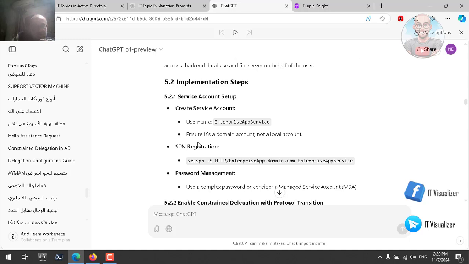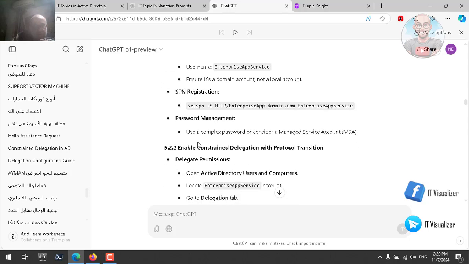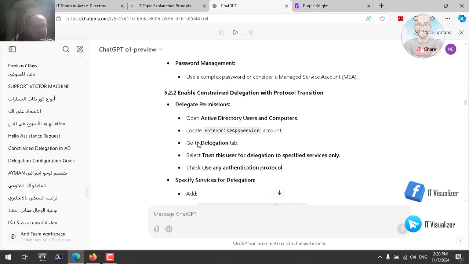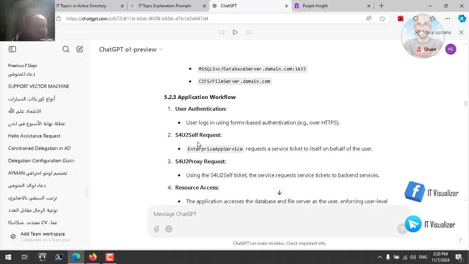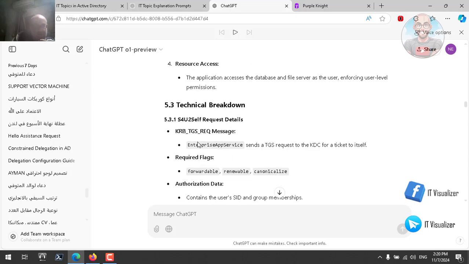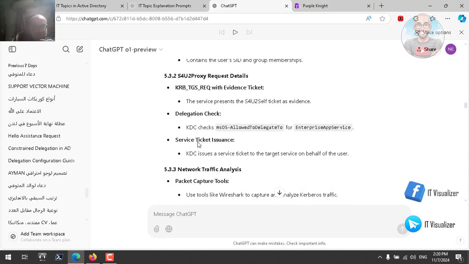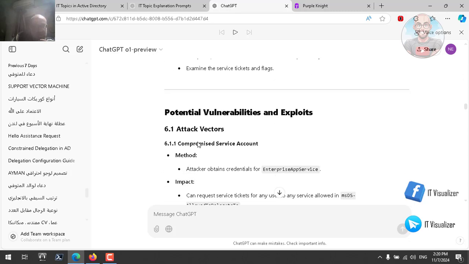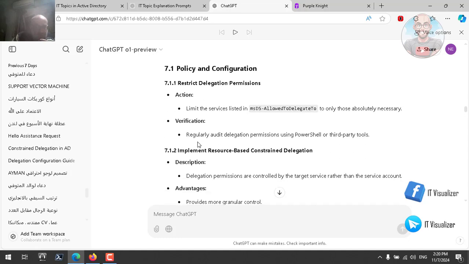User registration, use a complex password, enable constrained delegation, and the steps go further and further. Logs in, okay, the technical, KDC, forward. I think here it's going further deep. I think here is the answer, now you get the point.